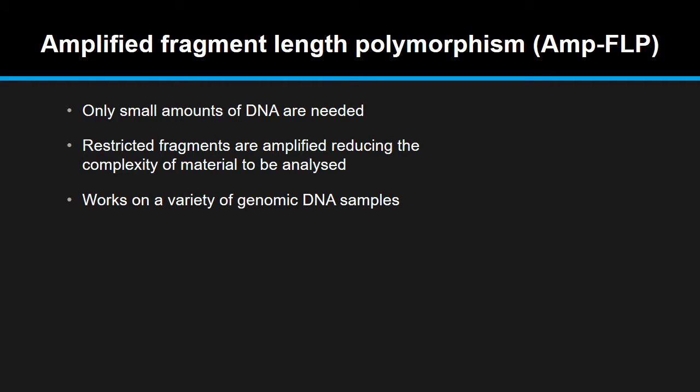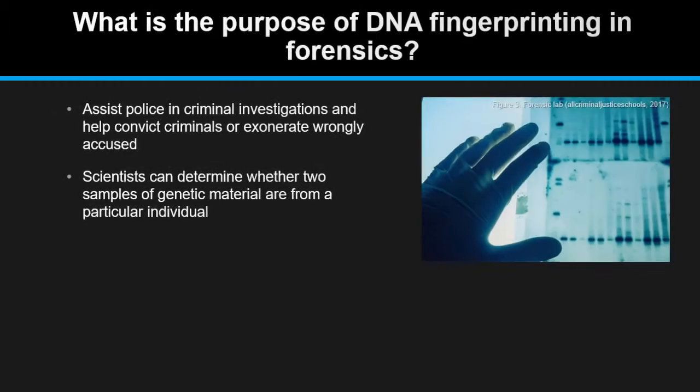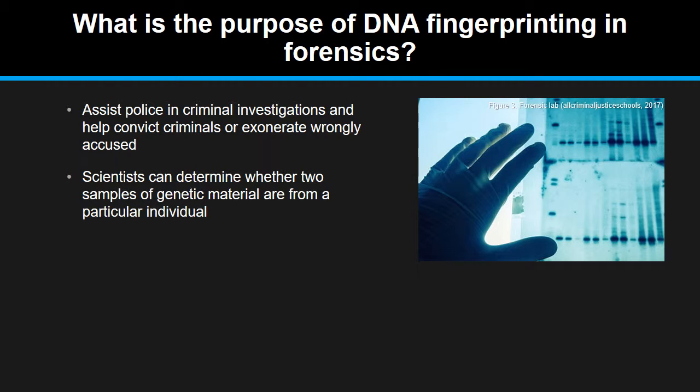Now we have amplified fragment length polymorphism. This method only involves small amounts of DNA. Its restricted fragments are amplified, reducing the complexity of material to be analyzed, and it works on a variety of genomic DNA samples. And the fourth method is short tandem repeats, or STR. This requires larger amounts of DNA. It's less susceptible to degradation, and it can be recovered from bodies or stains that have decomposed. So those are the methods used in DNA fingerprinting.